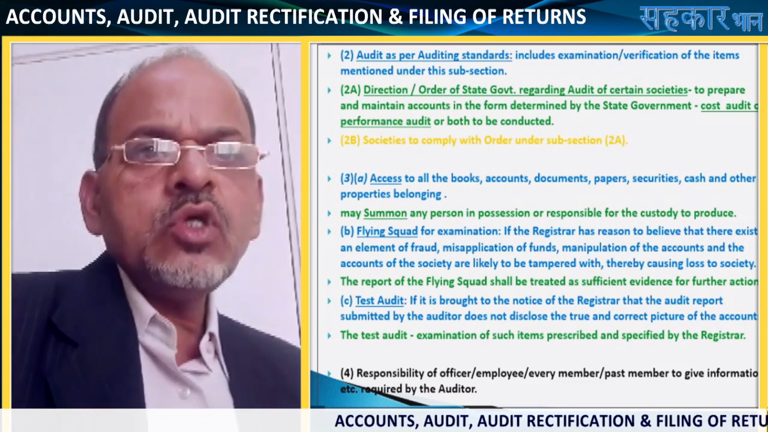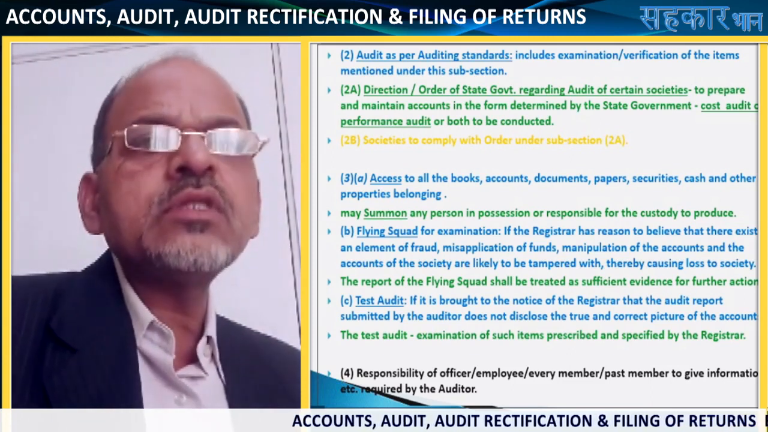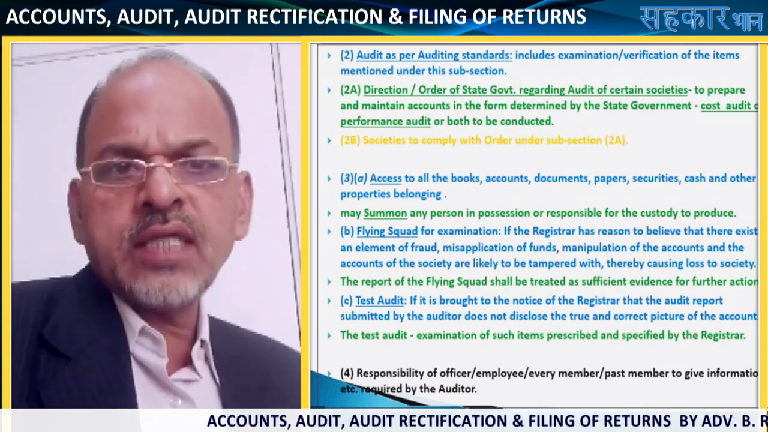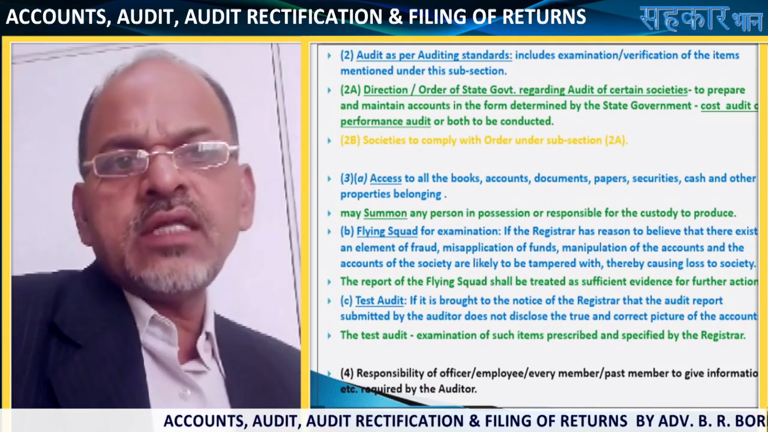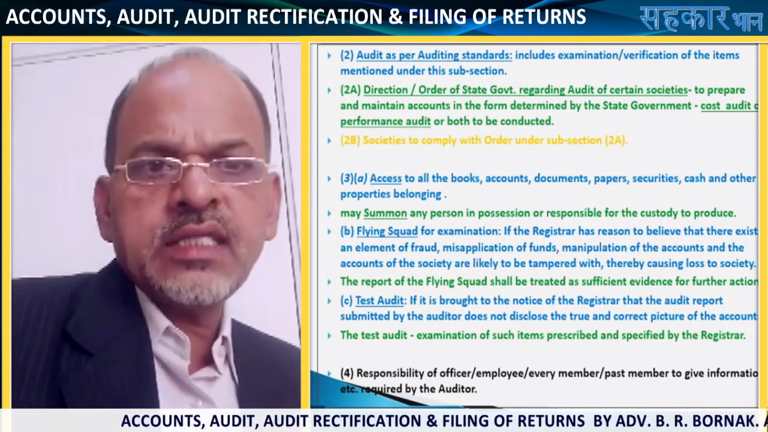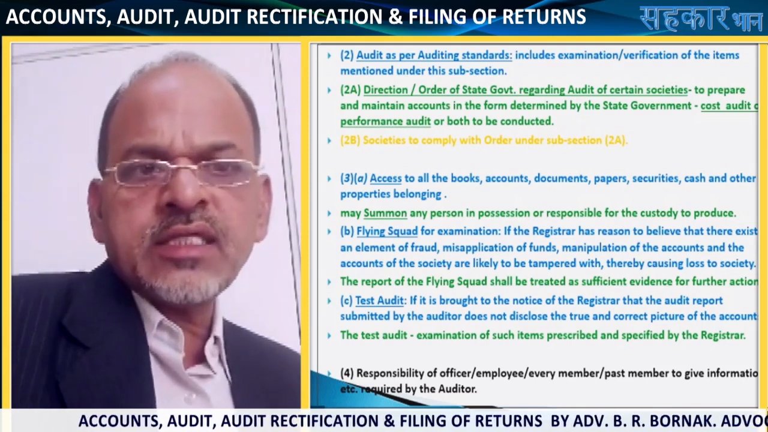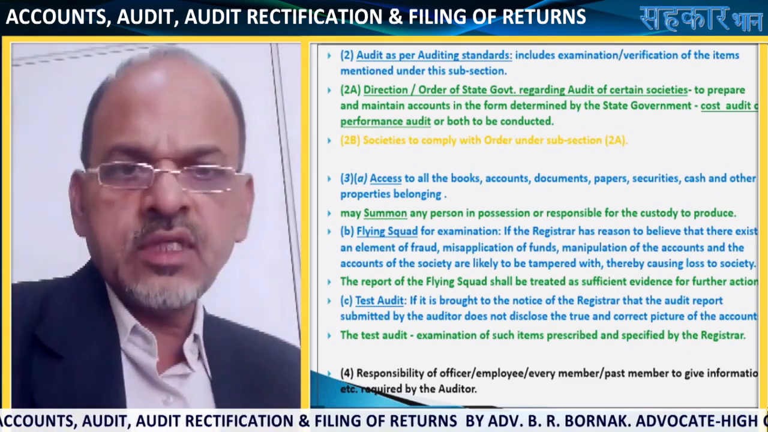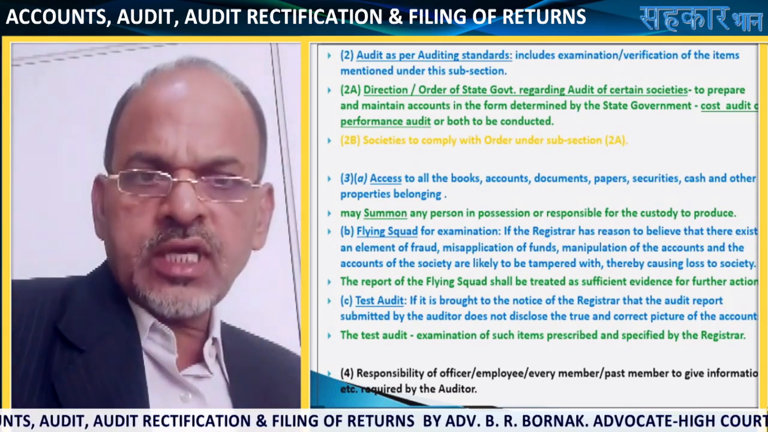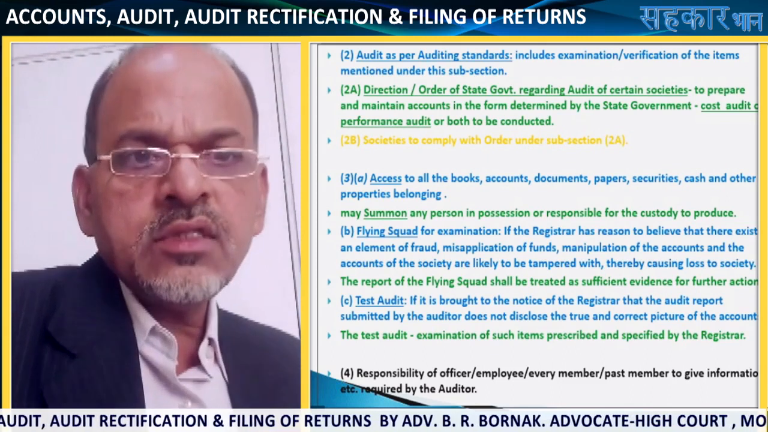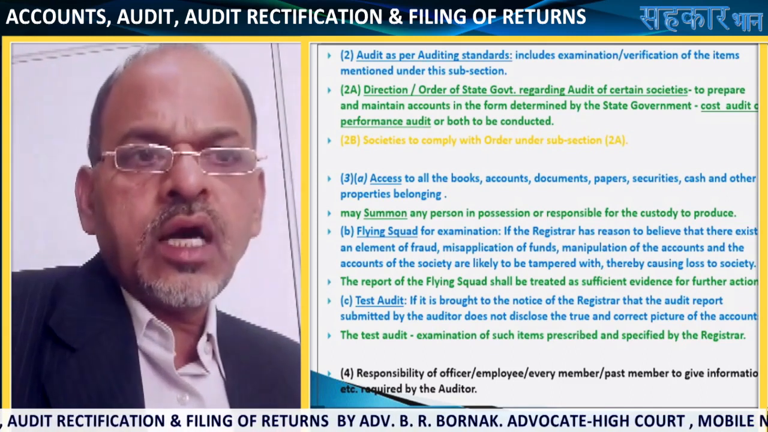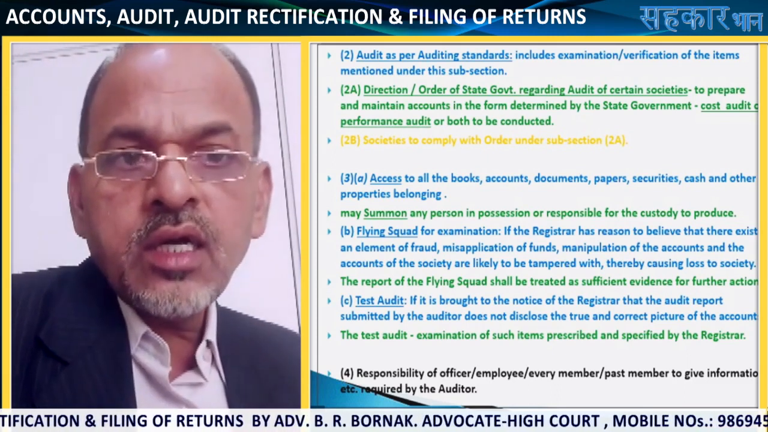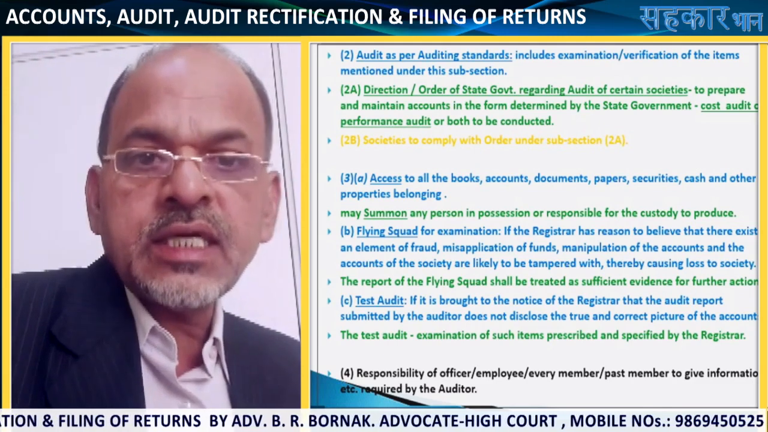Societies must comply with orders of the state government or registrar. Besides that, a further provision for auditing is that the auditor must have access to all the books. If you appoint the statutory auditor, and he comes to carry out the audit of the accounts of your society, then you must provide all the books, accounts, documents, papers, securities, cash and other properties belonging to the society. This means the auditor can verify all these things.